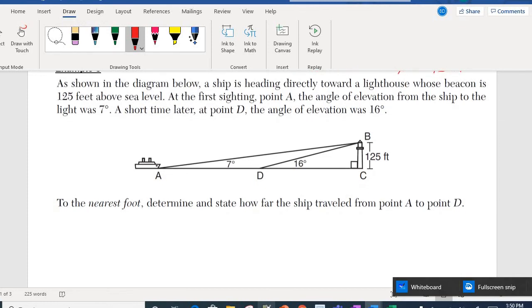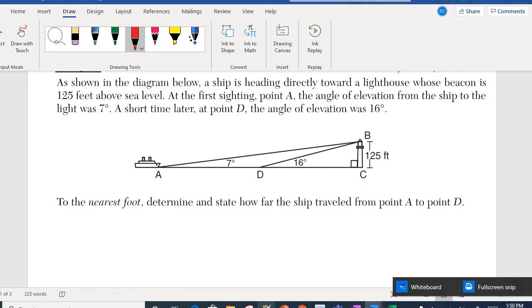Okay, here we go. As shown in the accompanying diagram here, the ship is heading directly towards a lighthouse whose beacon is 125 feet above sea level. Okay, that's the height of the lighthouse. At the first sighting point A, the angle of elevation is 7 degrees. Okay, and a short time later, the angle of elevation is 16 degrees.